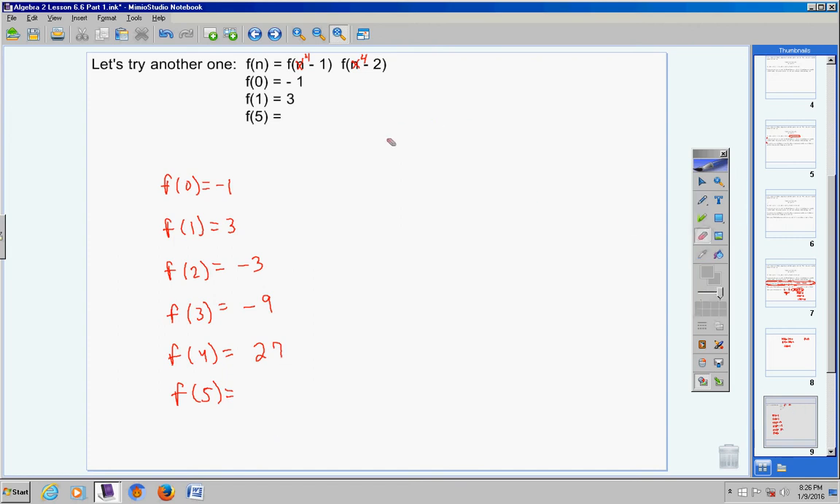And now, finally our answer, f of 5. So I'll put a 5 right here for n. 5 minus 1 is 4. Put a 5 right here for n. 5 minus 2 is 3.